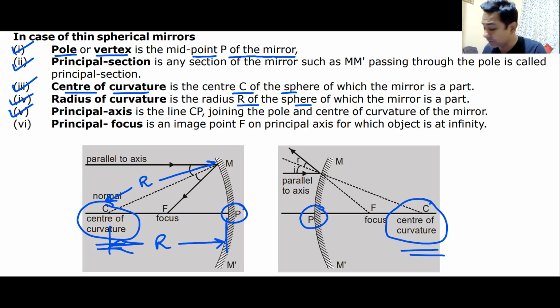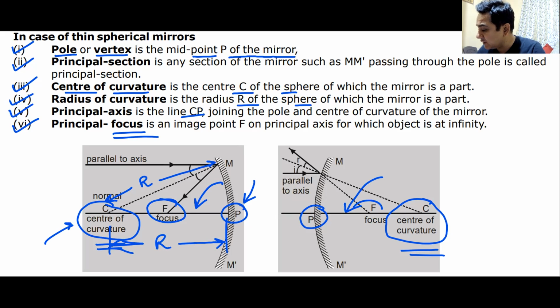Principal axis: this line which joins the pole P with the center of curvature, the line CP, is known as the principal axis of the mirror. Here the line is this. Then we have principal focus, focus F. This is marked focus F.